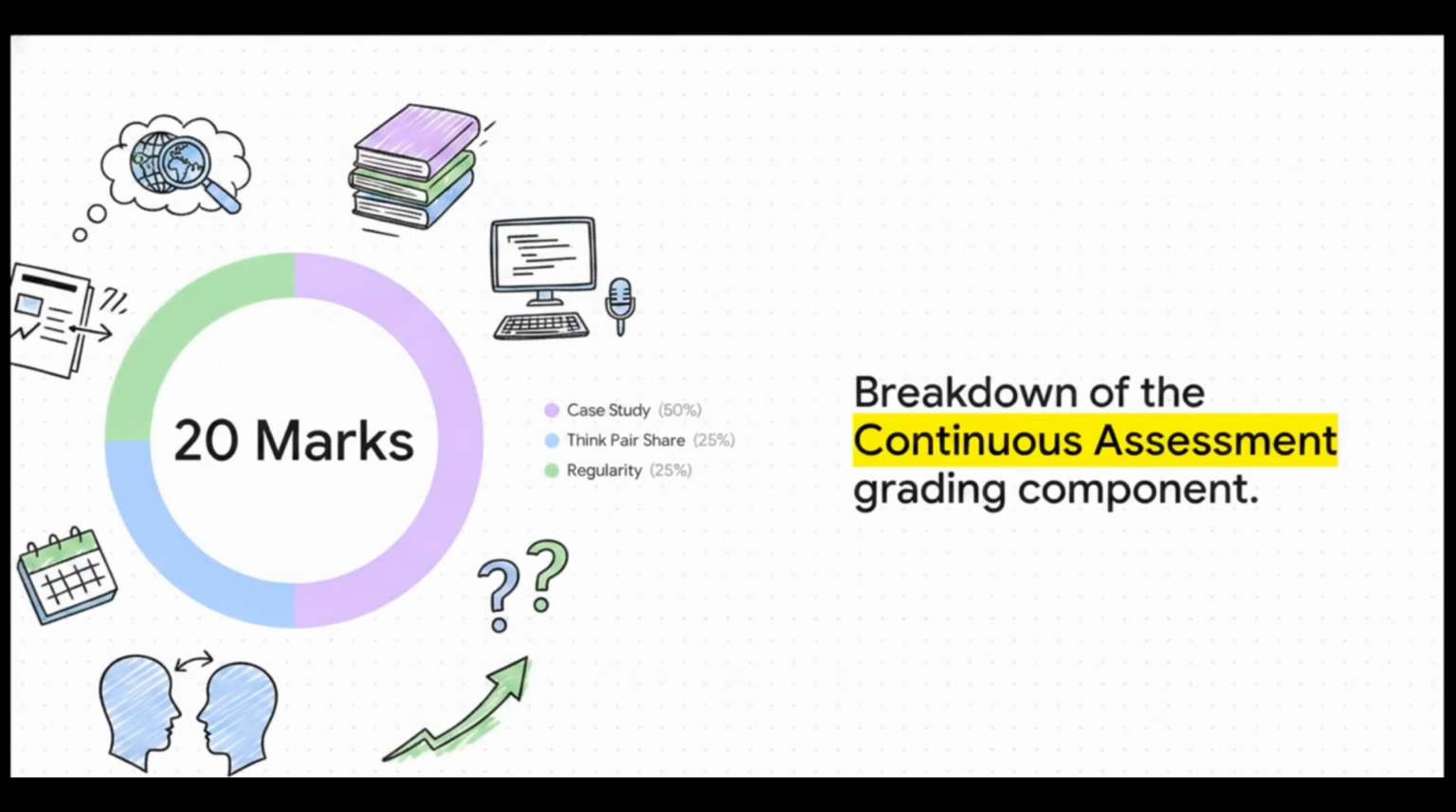Let's zoom in on that continuous assessment slice for a second. Half of those 20 marks, so 10 marks, are specifically for a live problem or case study. And this isn't just a basic written test. You are required to research, collect resources, create a back-end for a real-life problem statement, and then deliver a 10 to 15-minute presentation on your database design. The remaining 10 marks? They're split evenly: 5 for a think-pair-share activity and 5 for your general regularity and class participation.